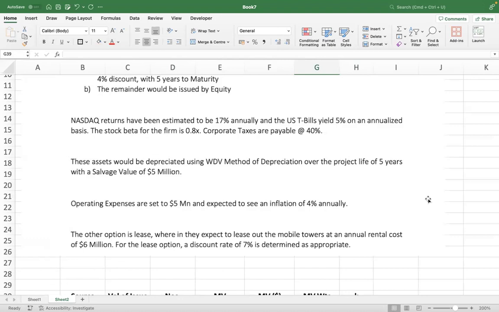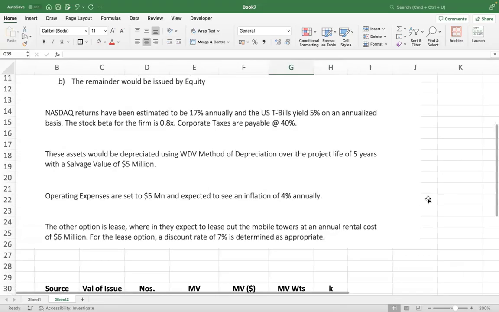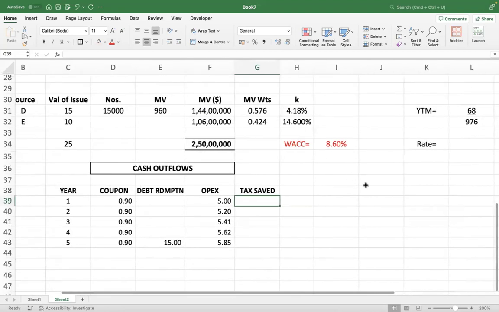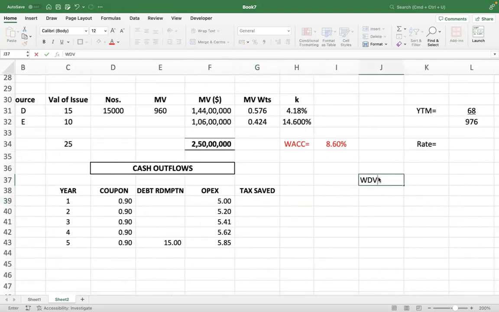It will help you even in the other subjects. WDV rate of depreciation will be 1 minus salvage value by original cost to the power of 1 by n, where n is the number of years. So I need the depreciation first. I'll construct the schedule for which I need the WDV rate of depreciation. So what will be the WDV rate here?